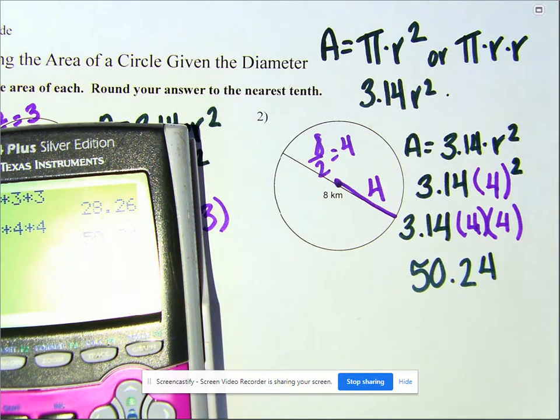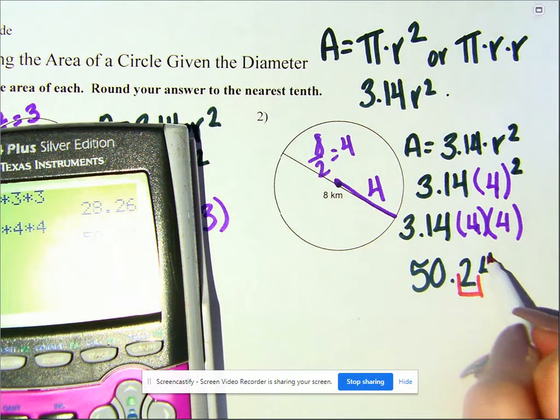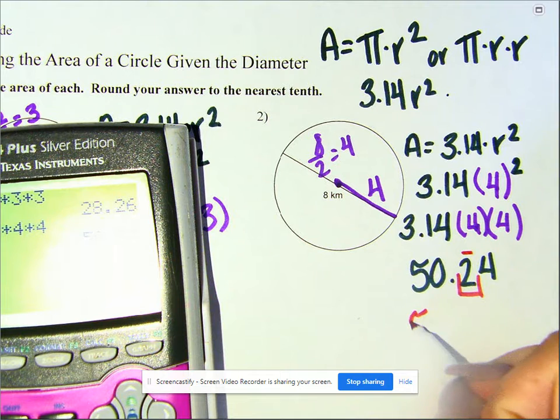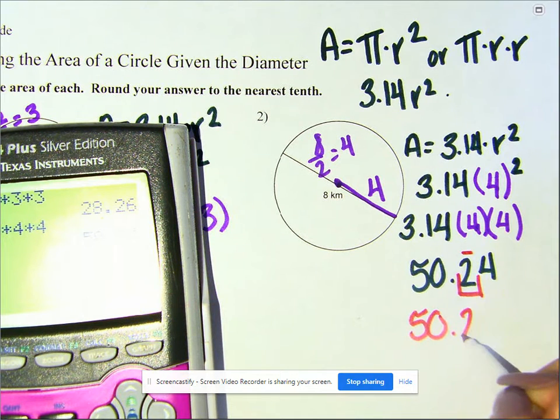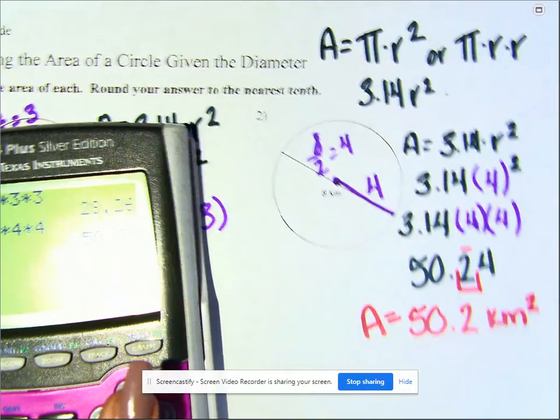Okay, the 2 is in the tenths place because I'm still rounding. The 4 is in the hundredths, and it's going to help us out. Our saying is 5 or more, raise the score, or 4 or less, let it rest. So the 4 is going to let the 2 rest. So 50.2, 2 being in the tenths place, kilometers squared is our final answer of area rounded to the tenth.